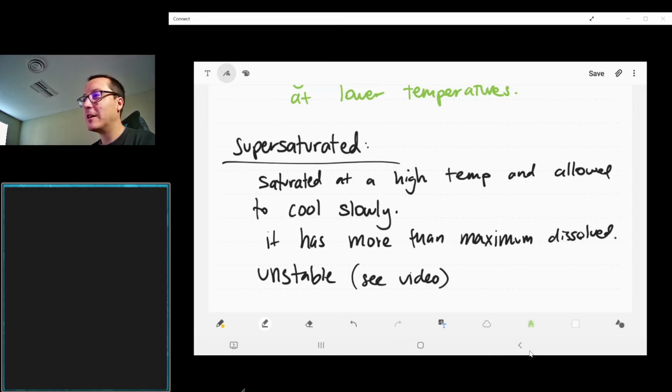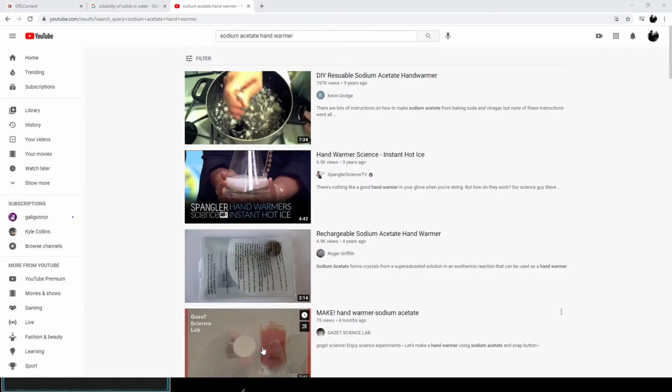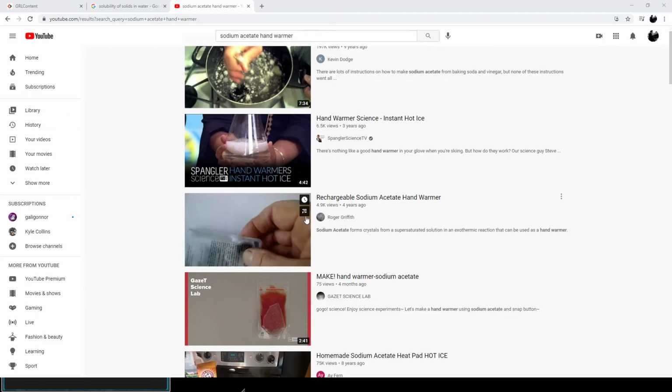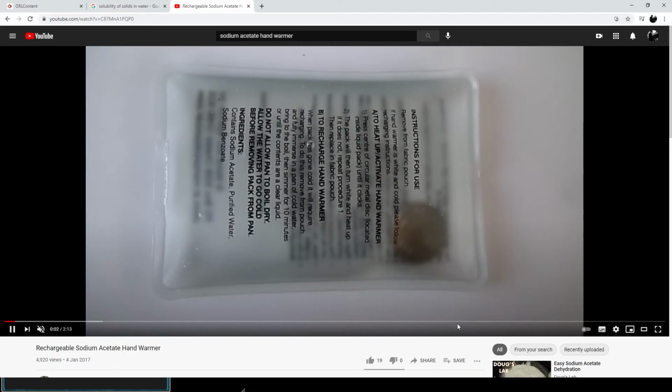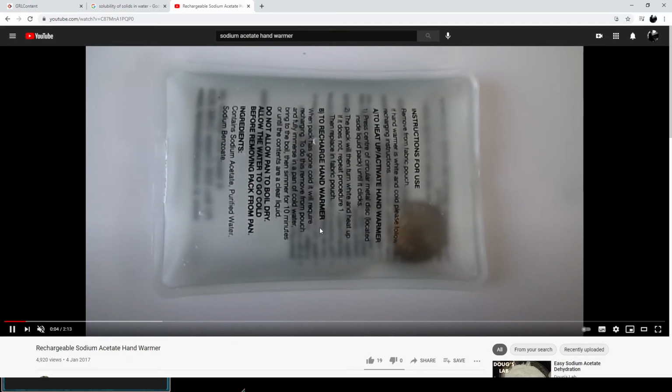technology. So I wonder if there's a good YouTube video on this. It's pretty cool because they're completely reusable. Let's see. Sodium acetate hand warmer. Okay, let's see. So let's go ahead and look. Yeah, so here, I don't know, this seems pretty reasonable. So, no. Okay, good. So this is what they look like.